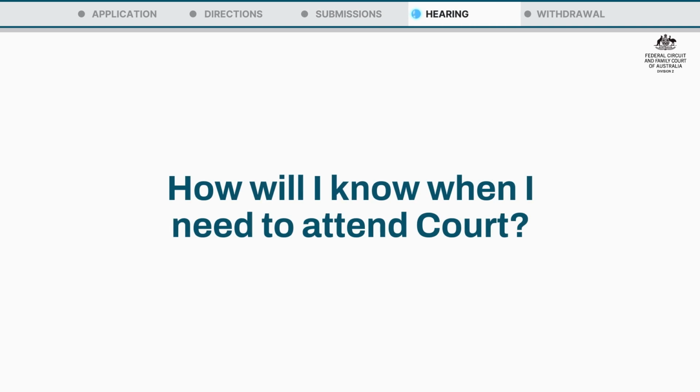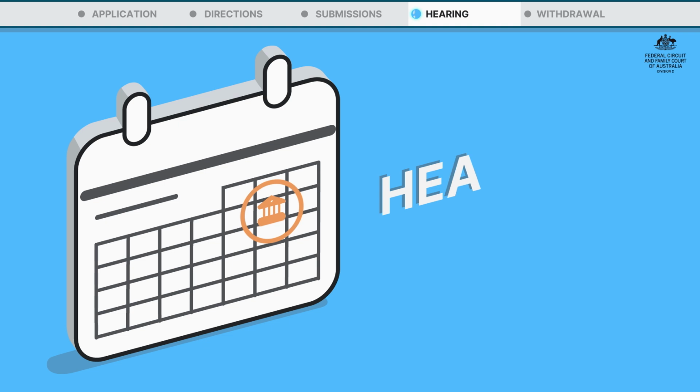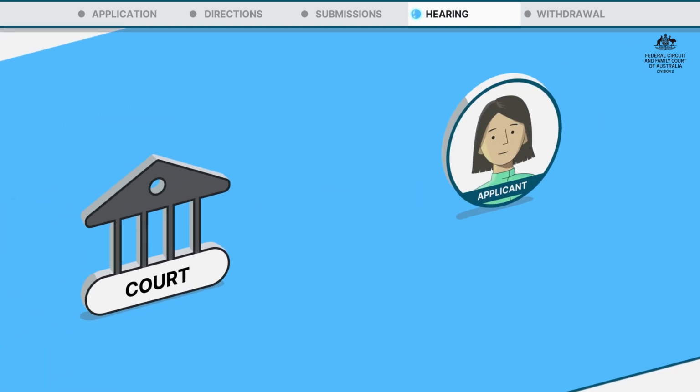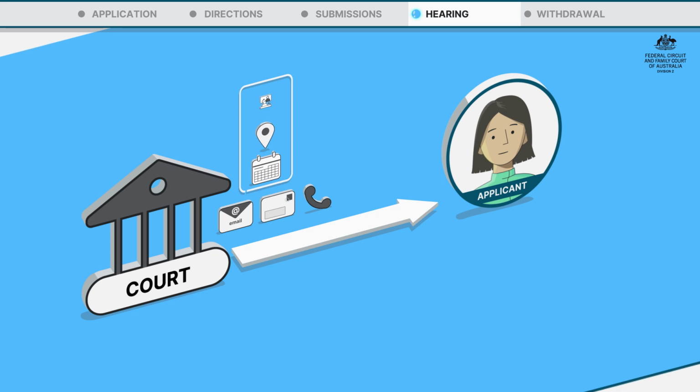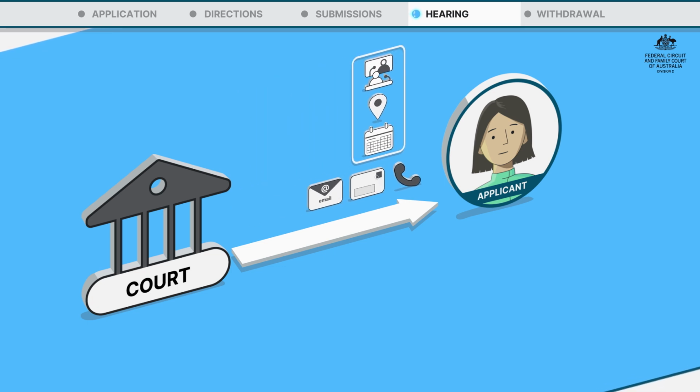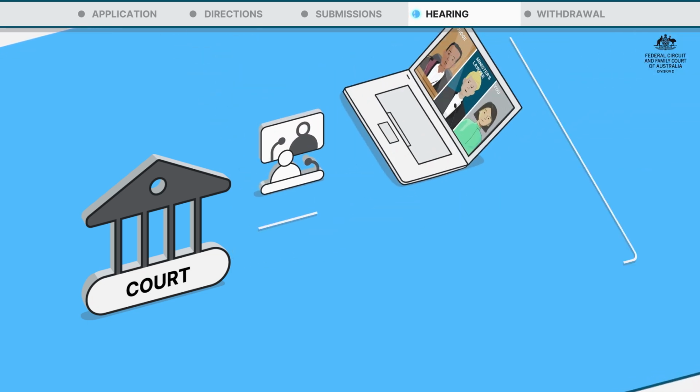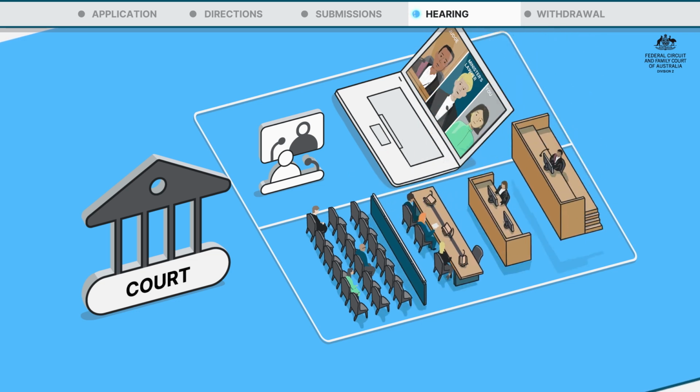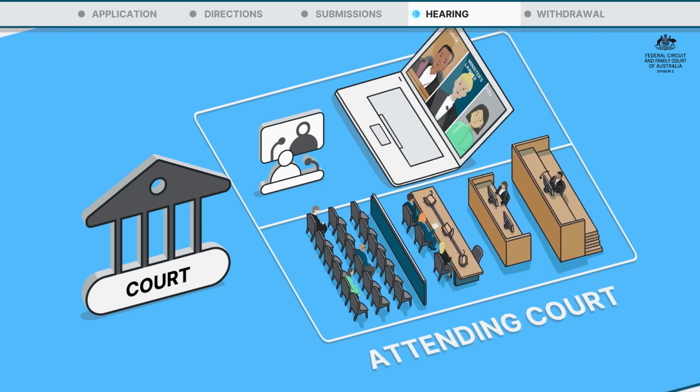How will I know when I need to attend court? Your court date is called a hearing. Whenever you need to attend court for a hearing, the court will write to you with details of when and where or how you must attend. Your case may be heard electronically or in person. Both options are called attending court. This is a formal hearing, and everyone is expected to act respectfully.